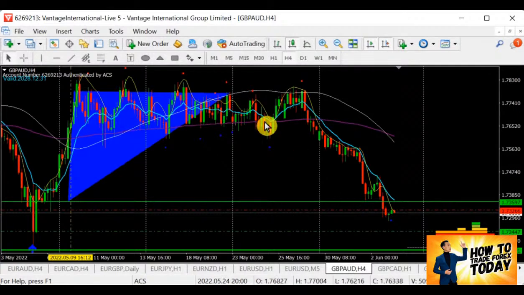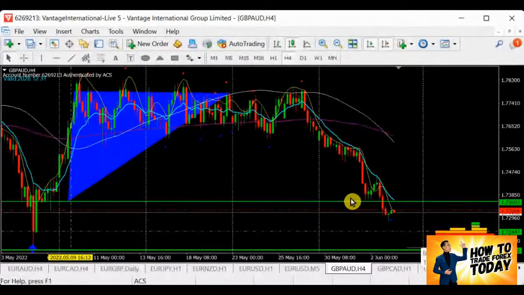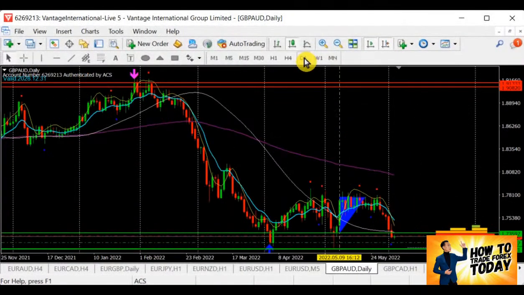Okay, it's possible that when the pullback comes again, there may be a chance for entry. But please be very careful when you are in the zone. This zone is quite dangerous, so you've got to be very careful.